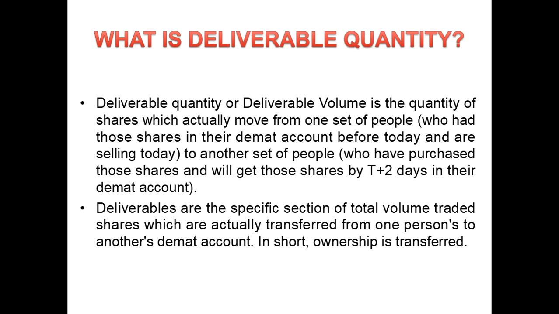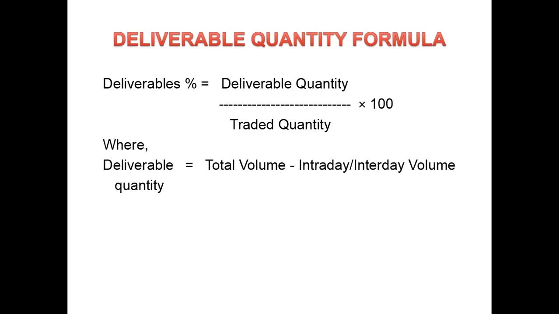Now, T plus 2 days refers to the trading day plus 2 days. Deliverables are the specific section of total traded volume which is actually transferred from one person's to another's Demat account. In short, ownership is transferred. So here is the formula for the deliverable quantity. The deliverables percentage is equal to deliverable quantity divided by the traded quantity multiplied by 100. Here the deliverable quantity is calculated by total volume minus the intraday volume.